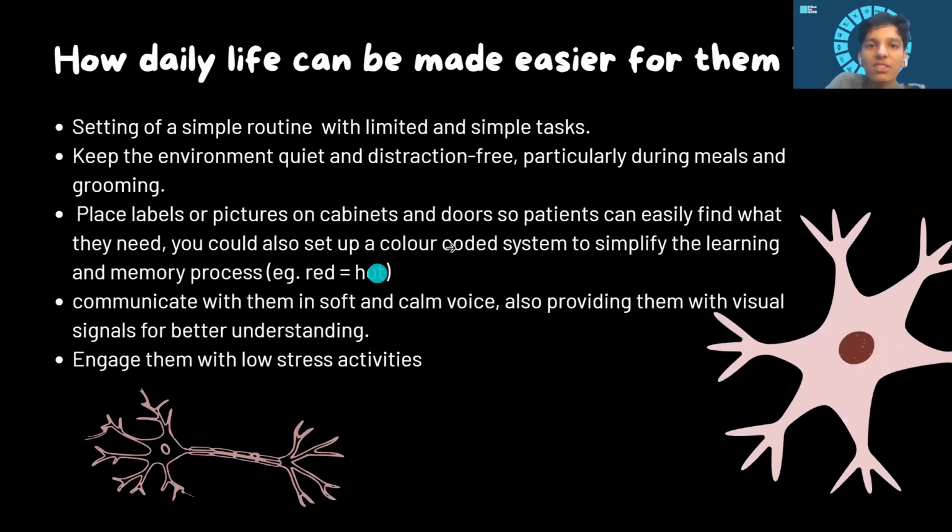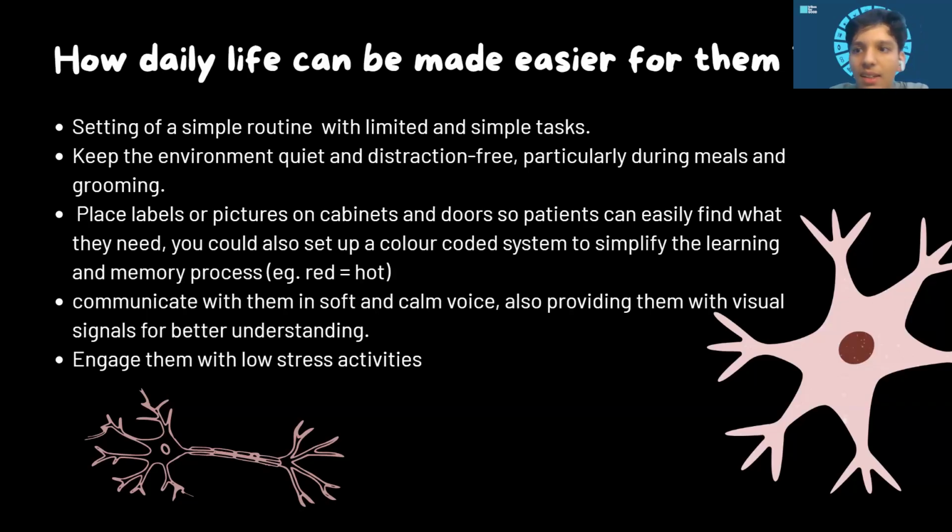So as you saw, Alzheimer's and dementia can cause people to struggle a lot. So how can life be made easier for them? Setting up a simple routine, limited tasks. Again, they don't have the memory function working properly, so just make something simple which they can remember, limited and simple tasks. Keep the environment quiet and distraction free. As I said, they can have mood changes, so they need a little bit of calm. Place labels or pictures on cabinets and doors.